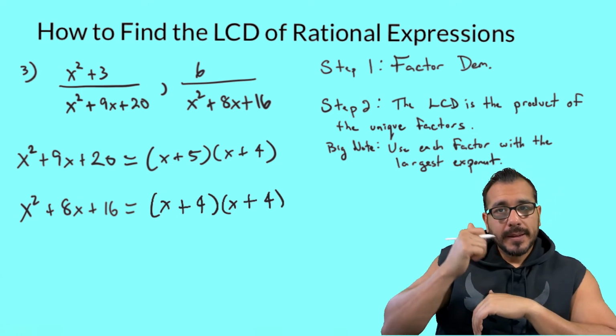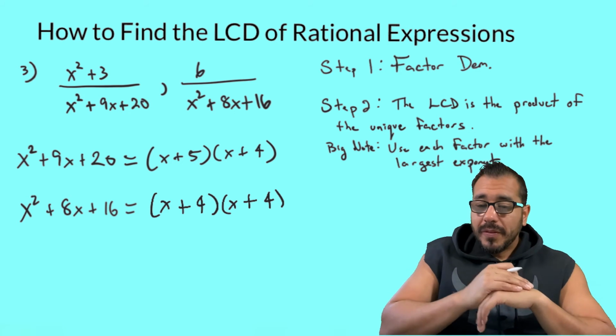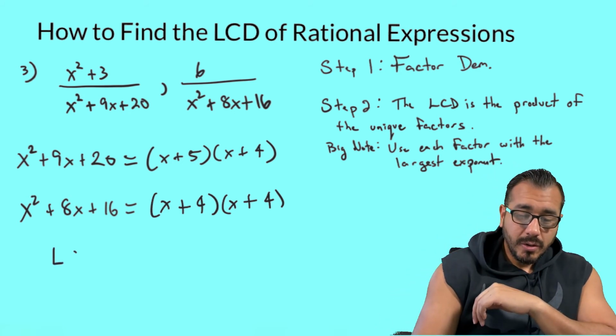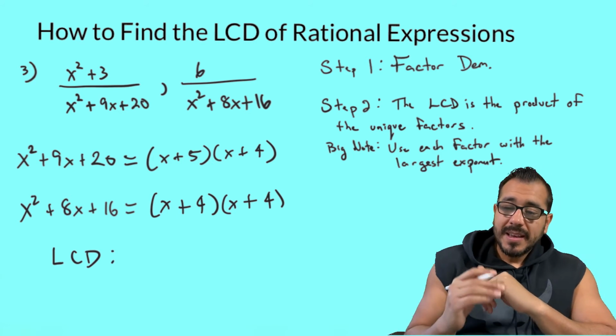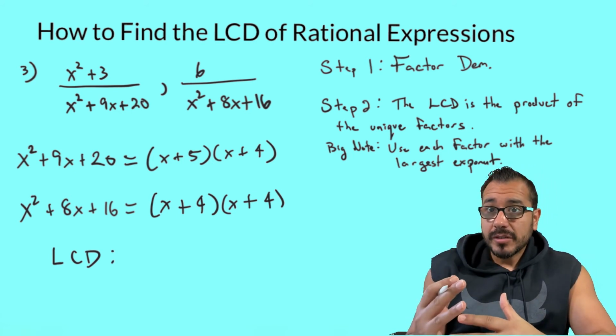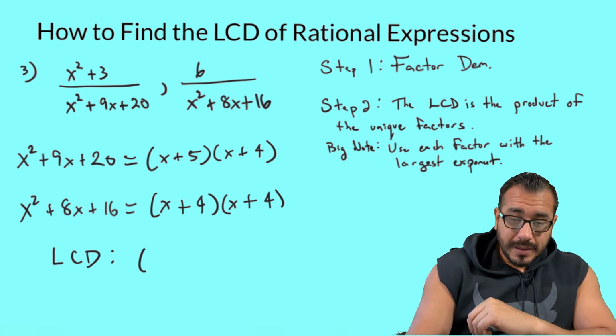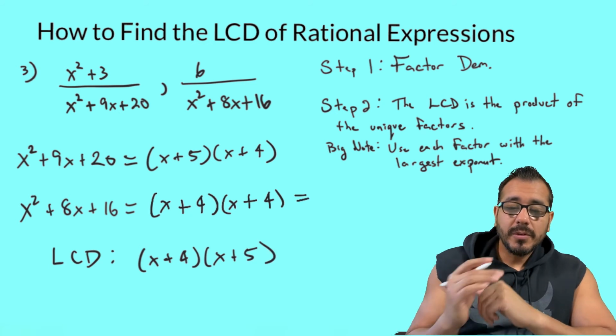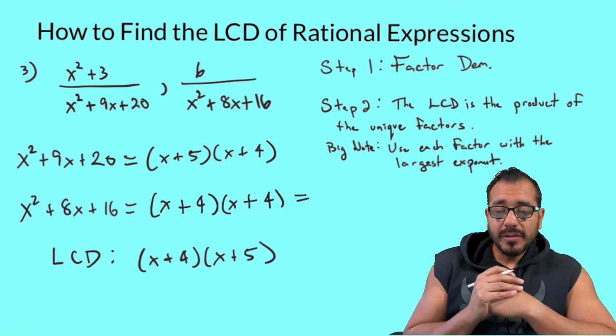All right. Excellent. So now we found our factors. So now what we do for our LCD, according to our Dr. Math steps, is you write down all the unique, all the different factors that you see. Well, I see an x plus 4, and then I see an x plus 5, but check this one out, because some of you are already saying, wait, Dr. Math, you're not following your advice.